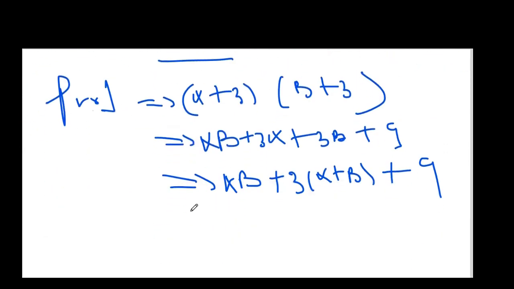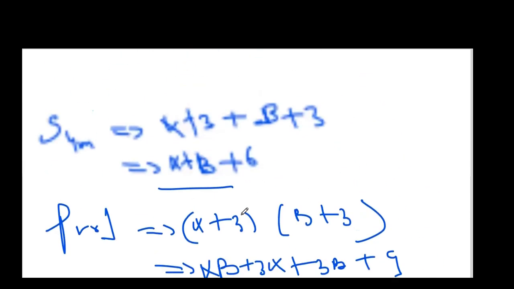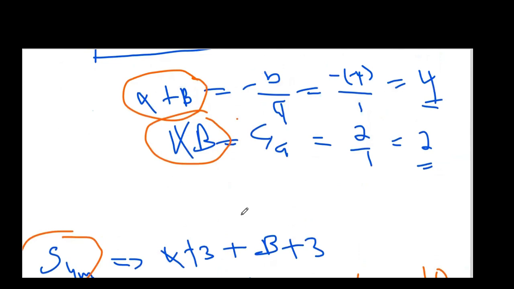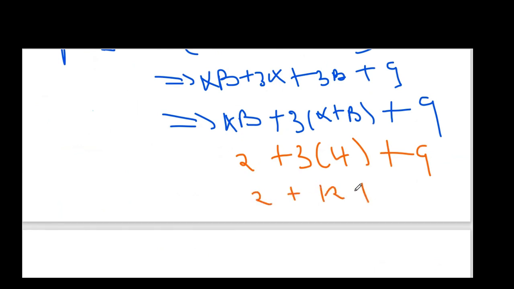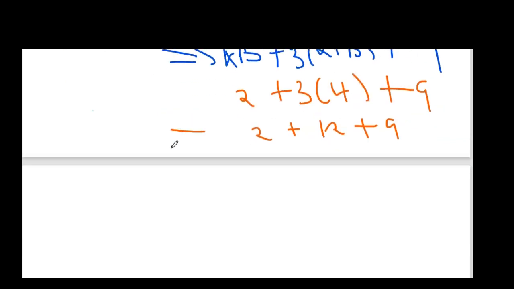And then the product of the roots, what am I going to do? Alpha times beta is what? Alpha times beta is just 2. So for alpha times beta, I'm going to put 2, plus 3 times alpha plus beta, I'm going to put 4, plus 9. So 2 plus 4 plus 9. What am I going to get there as my product? My product will be 2 plus 12, it will be 14. 14 plus 9, it will be what? It will be 23. So you have your 23 as your product.